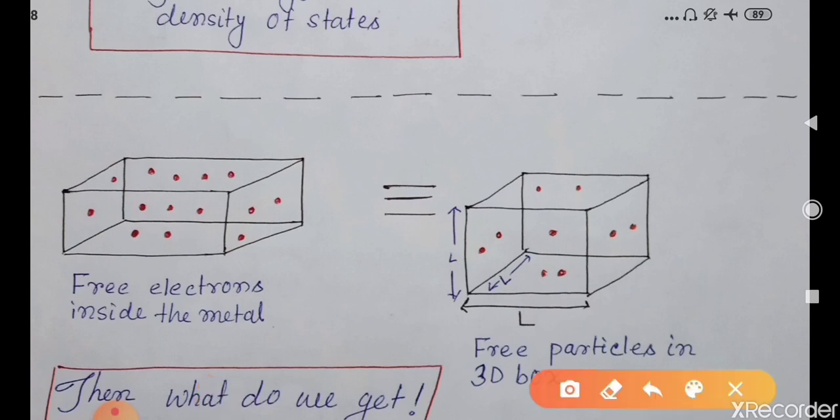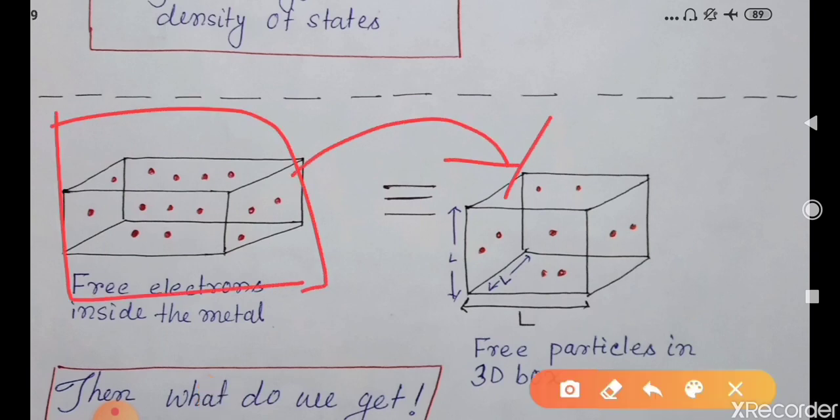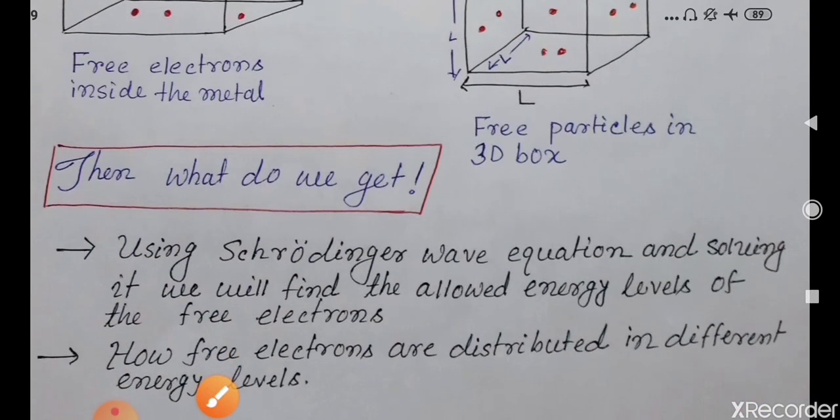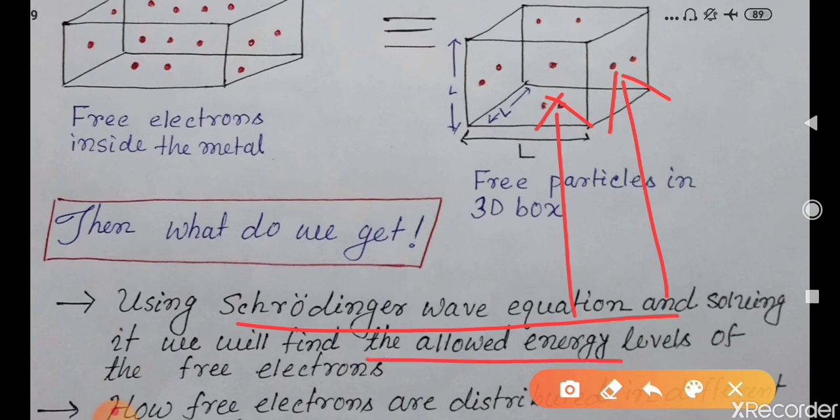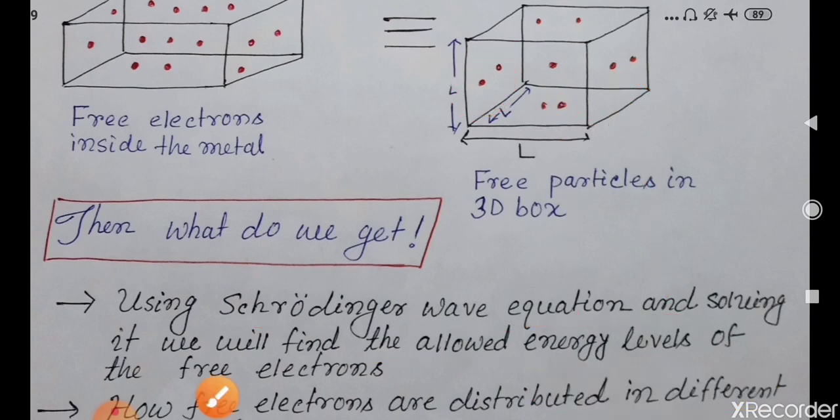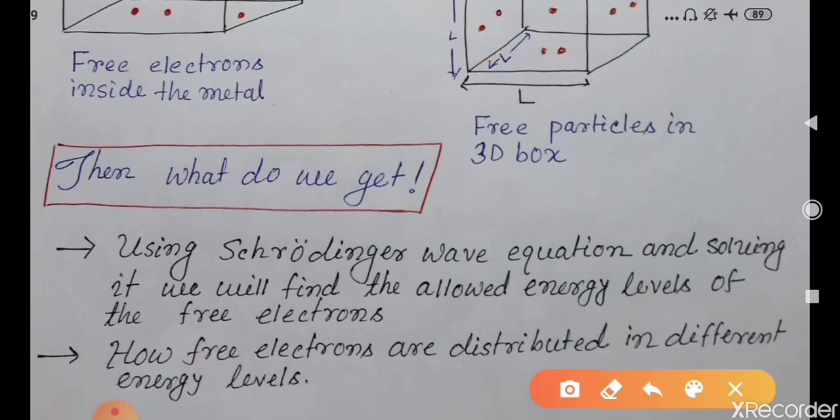So if we can replace our real problem with the problem in the quantum domain, that is free particles in a three-dimensional box, and if we solve the Schrodinger wave equation for these free particles, here free particles means electrons, we can find out the allowed energy levels for those electrons. Not only that, we can also find out how these free electrons are distributed in different energy levels.